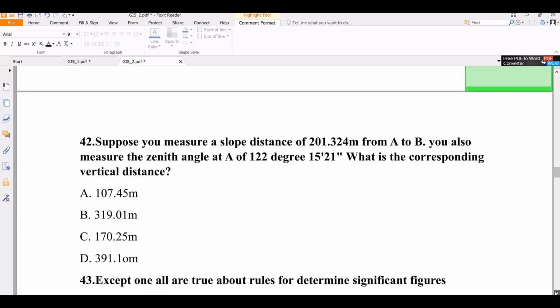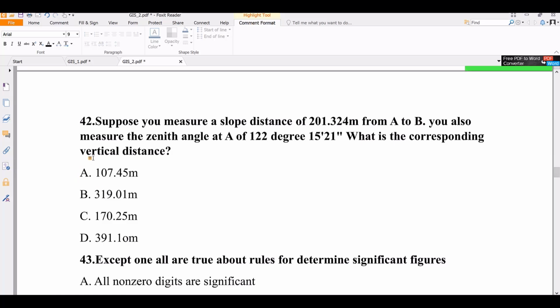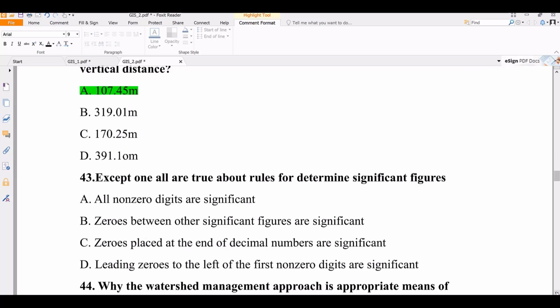And the third calculation will be: suppose you measure a slope distance from A to B. You also measure this angle. What is the corresponding vertical distance? So the corresponding vertical distance, the answer is A. You can go through the calculations by using sine and cosine to convert this slope format.